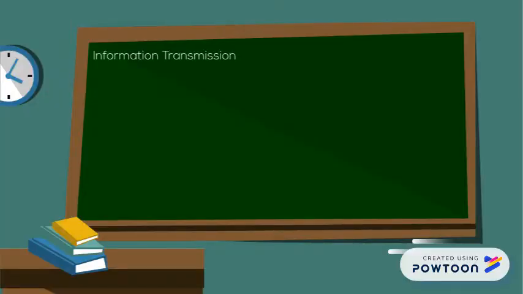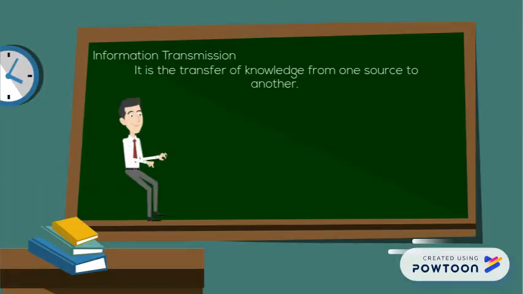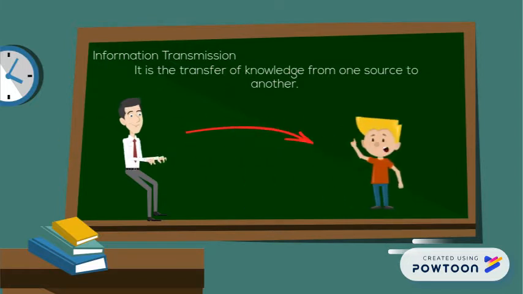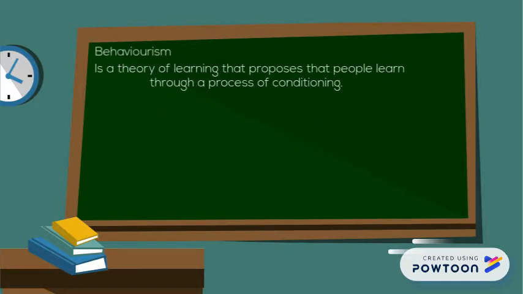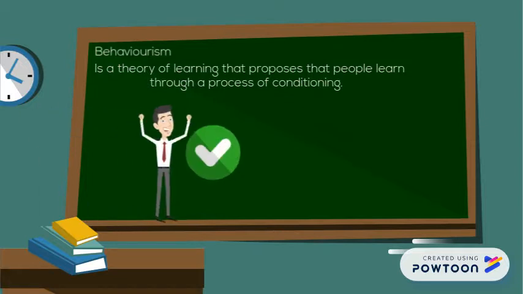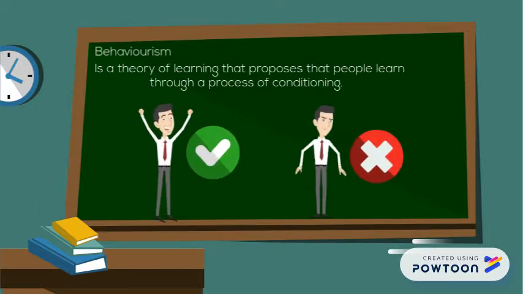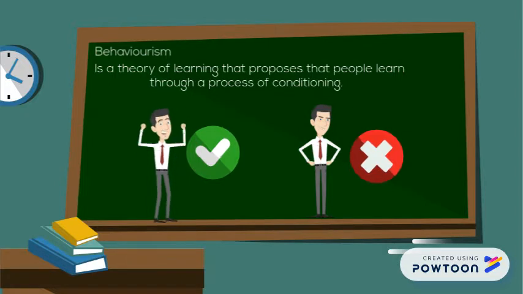Information transmission is learning by a process of transferring information. This is the classic style of learning, a transfer of knowledge from one source to another. Behaviorism is learning achieved through conditioning, which includes classical and operant conditioning. Through this approach, you learn either through positive or negative feedback. Classical conditioning is to do with making associations, whereas operant mainly focuses on the use of rewards.